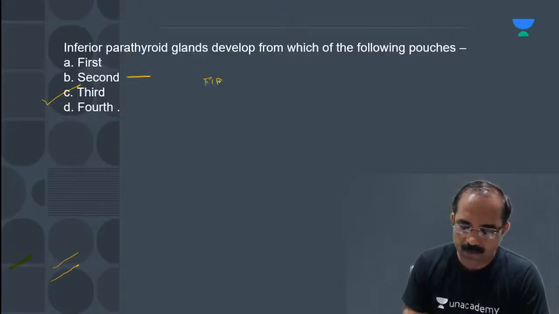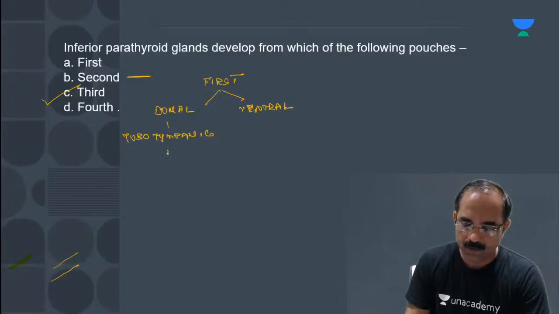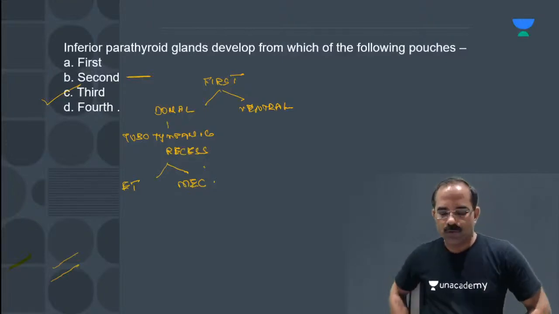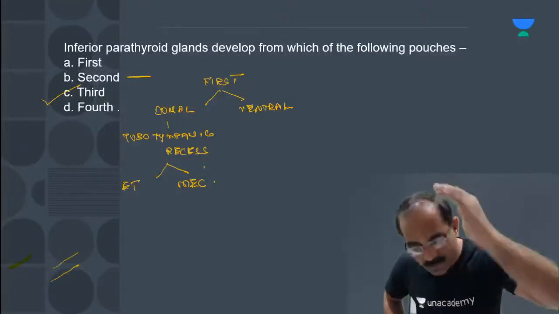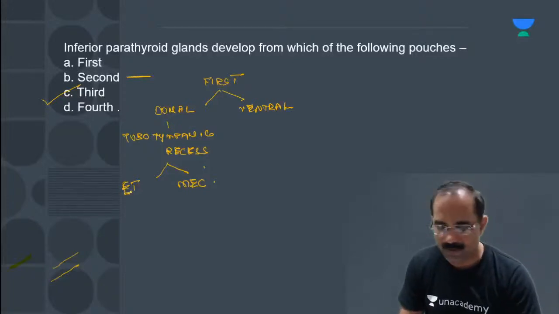Look, the first pouch divides into a dorsal and a ventral part. Dorsal से बनेगा tubotympanic recess. Tubotympanic recess से दो चीजें बनती हैं. One becomes the eustachian tube and the other one is the middle ear cavity.